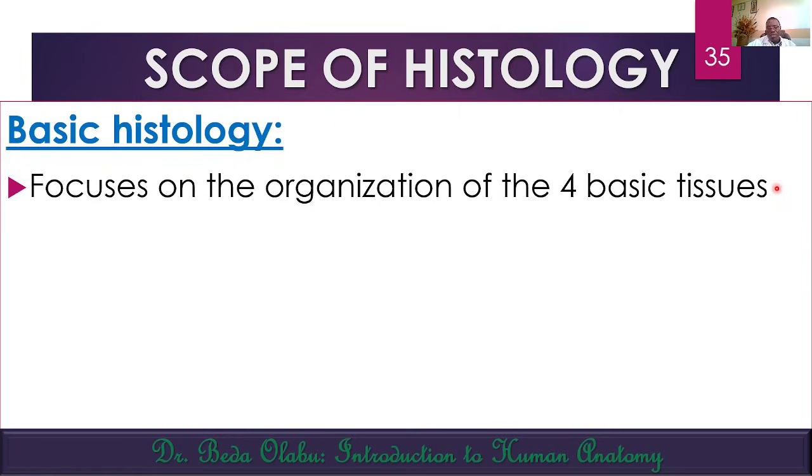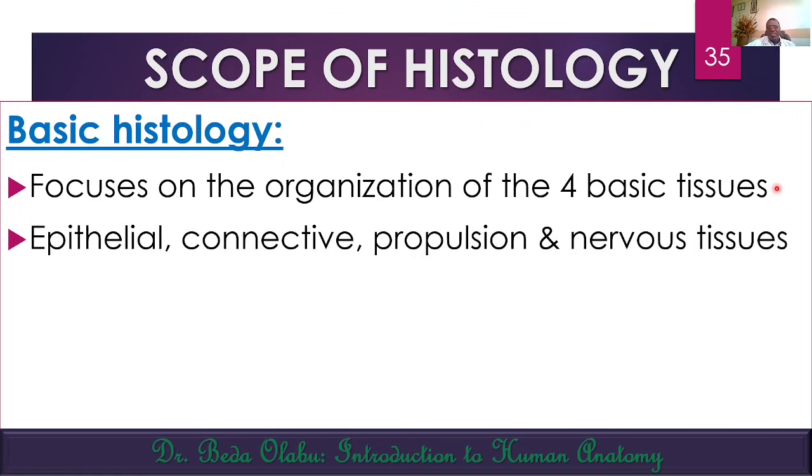However, if you group these tissues, even though there are over 20 different types of tissues, they can be grouped into four major categories. Those four major categories are the ones we are calling the four basic tissues. The four basic tissues are these ones: we have epithelial tissues, we have connective tissues, we have muscle tissues, and we have nervous tissues. These are the four basic tissues.